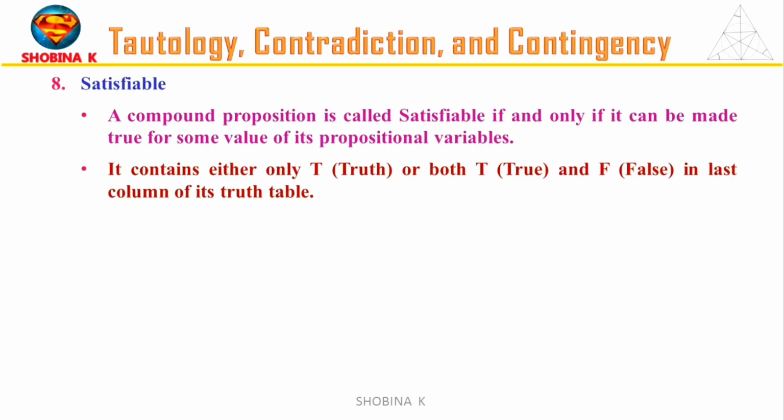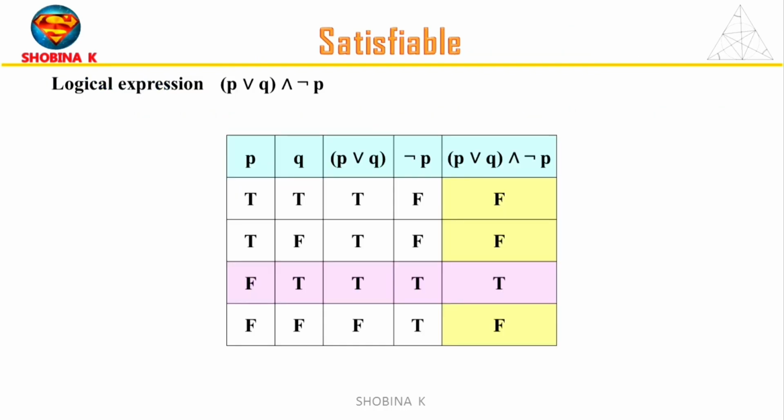A satisfiable statement or proposition is one that can be made true by choosing the right values for its parts. And we have the logical proposition P or Q and not P. The truth table shows that the assignment of truth values for P and Q in the third row makes the entire proposition true, which makes it a satisfiable proposition. A compound proposition will be known as satisfiable if and only if some values of the propositional variables can make it take the true value. In the truth table of a satisfiable proposition, the last column can have either true or both true and false.